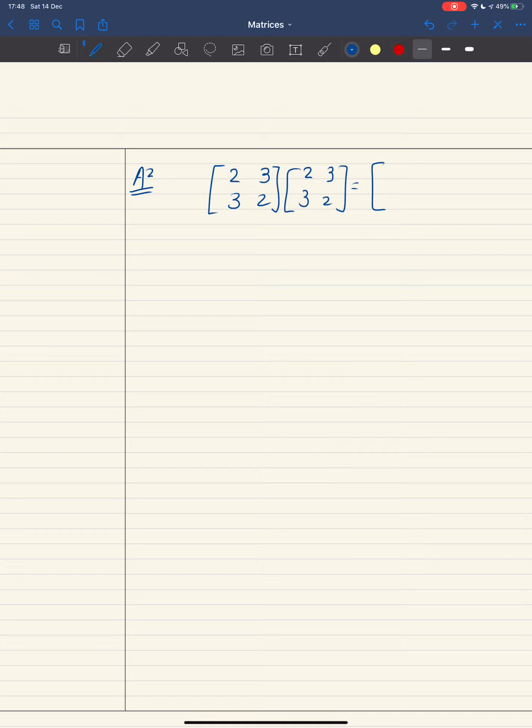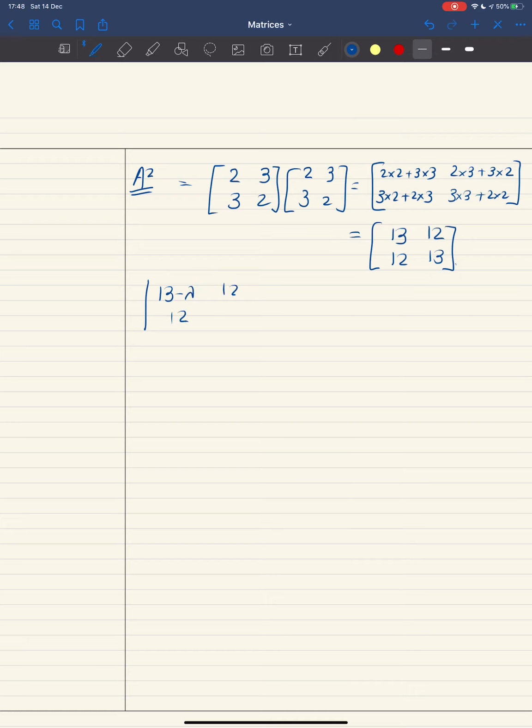Right, so this is 2 times 2 plus 3 times 3, 3 times 2 plus 2 times 3, 2 times 3 plus 3 times 2, 3 times 3 plus 2 times 2. So it's 4 plus 9, 6 plus 6, 6 plus 6, 9 plus 4. So the determinant of 13 minus lambda, 12, 12, 13 minus lambda equals 0.